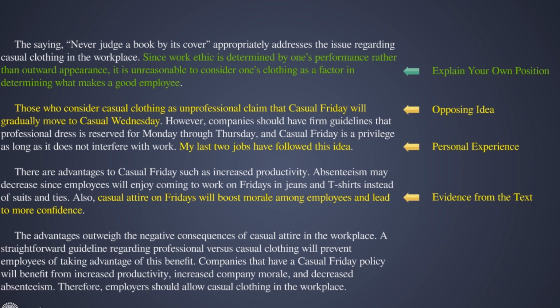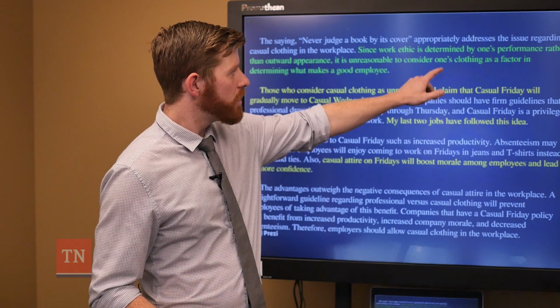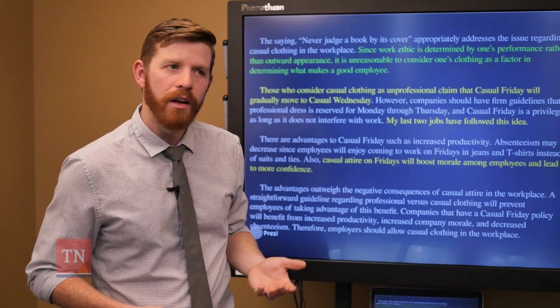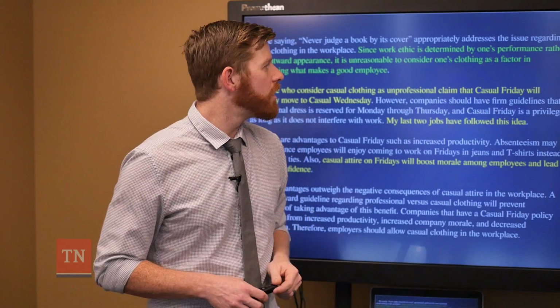Here, where they say, "Since work ethic is determined by one's performance rather than outward appearance, it is unreasonable to consider one's clothing as a factor in determining what makes a good employee." This is the author explaining their own position. This is what's called the thesis statement.